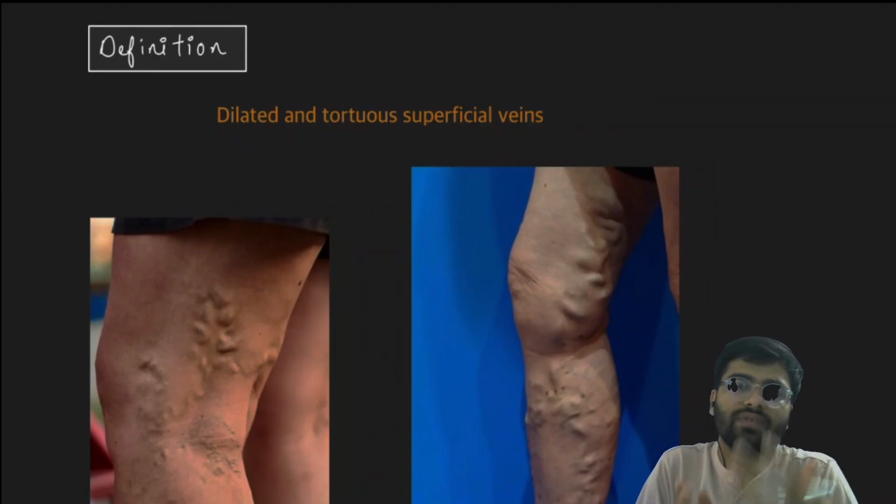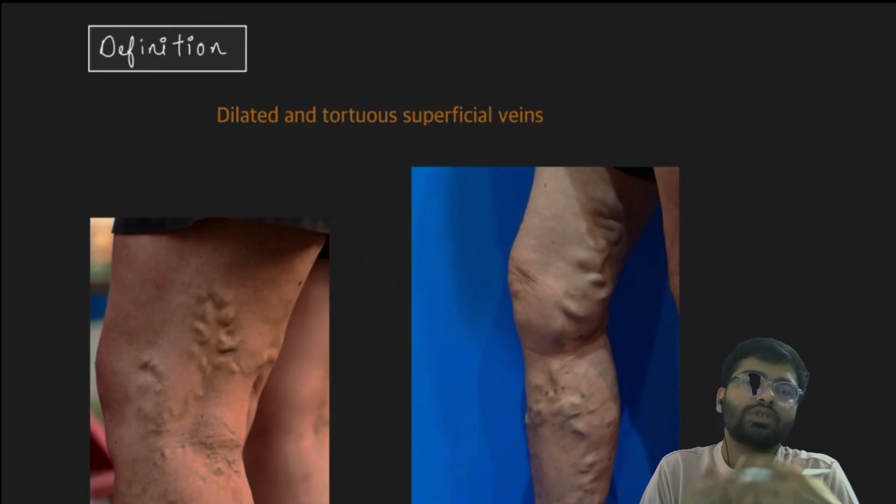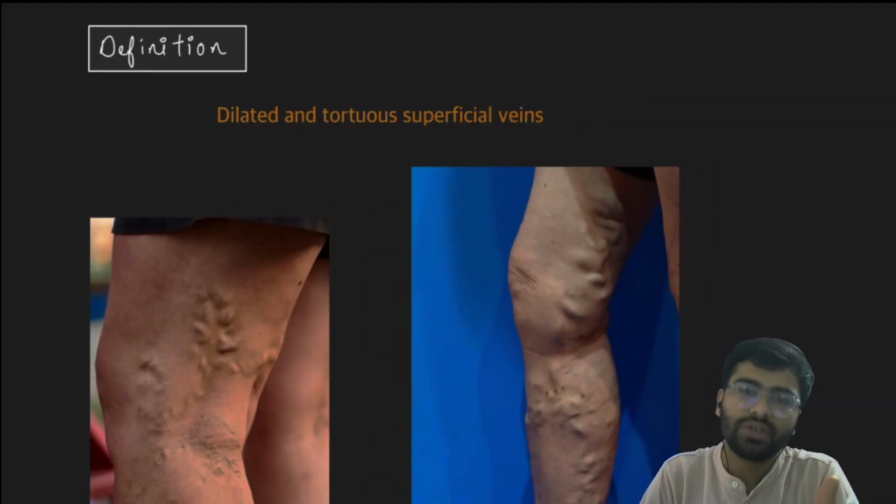So first of all, what is varicose vein? The definition says it is the dilated and tortuous superficial veins. Now, what are the superficial veins? The superficial veins are actually blood vessels that carry carbon dioxide in the blood, and they are located just beneath the skin.